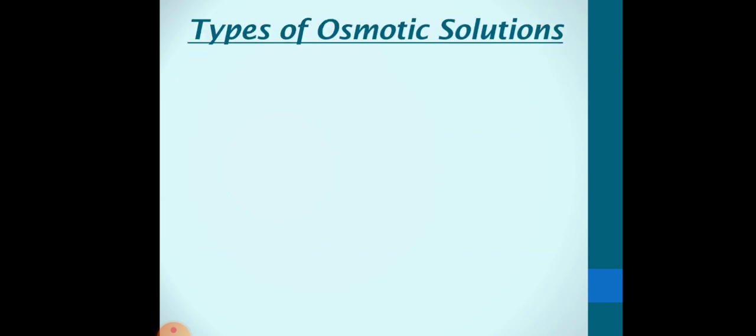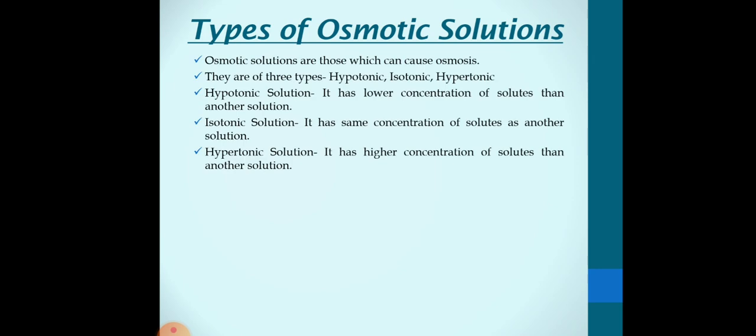Now, types of osmotic solution. So what are osmotic solutions? Osmotic solutions are those which can cause osmosis. The solutions in which osmosis can take place are called osmotic solutions, and they are of three types. One is hypotonic, the next one is isotonic, and the third one is hypertonic.